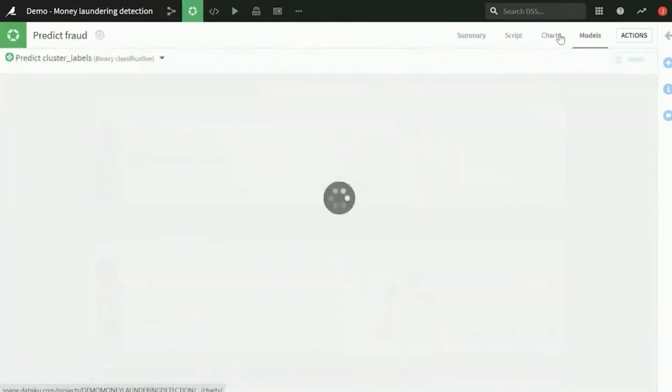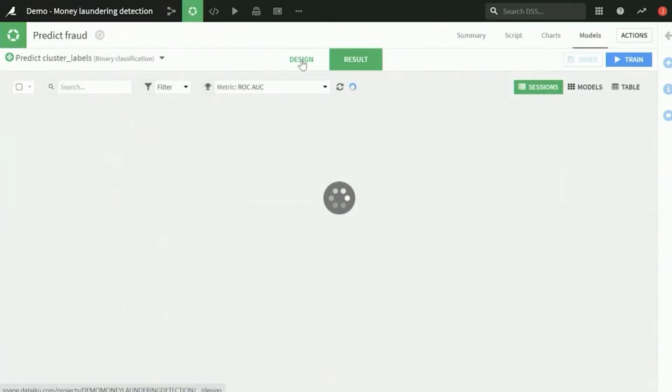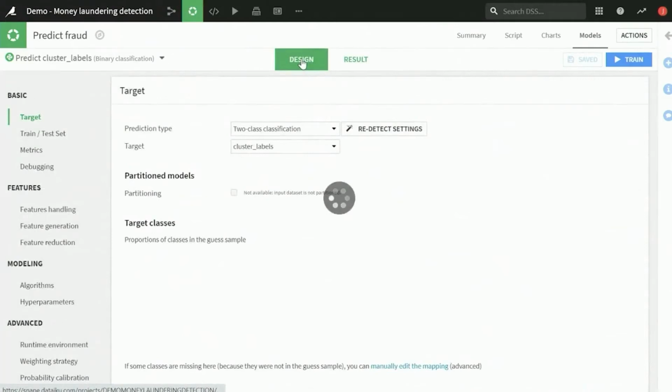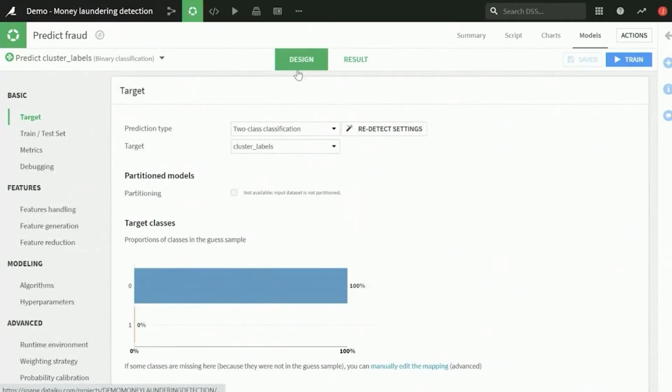So I'm going to go to view original analysis, then hit design, so that we can design the machine learning model together. So we see first that we are going to make a very specific type of prediction, which is a two-class classification. We want to know whether a transaction is fraudulent or not. So it's as simple as that. In our original data set, we have about 99% of non-fraudulent transactions, and we have labeled 1% of fraudulent transactions.